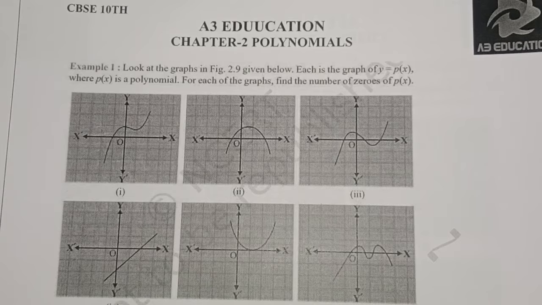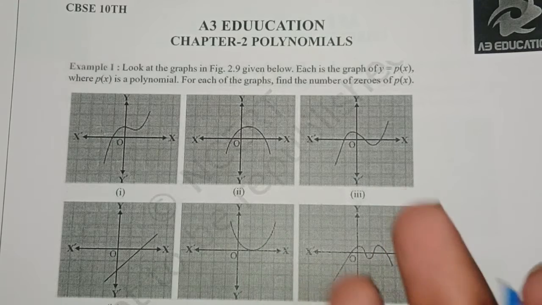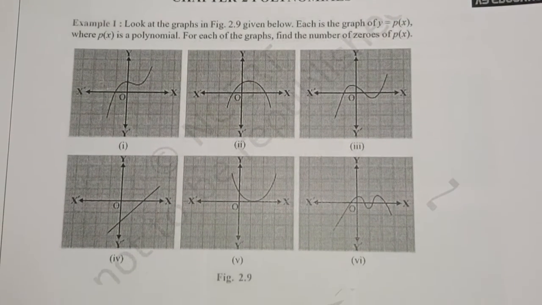Example 1. Look at the graph, figure 2.9 below. Y is equal to P of x. That P of x is a polynomial equation. Therefore, from the given graph, find the number of zeros of P of x. It is a very, very easy question. It will be asked in one more question. First subdivision.